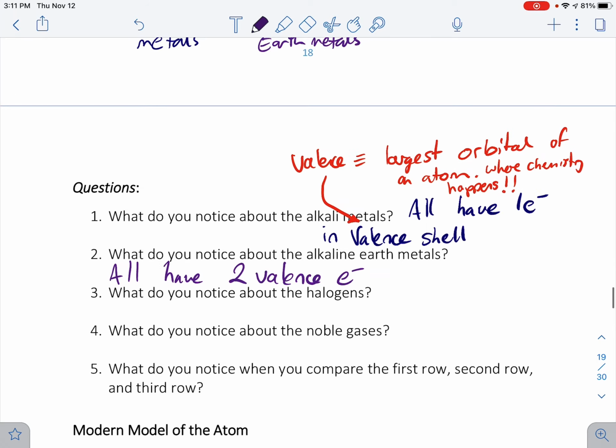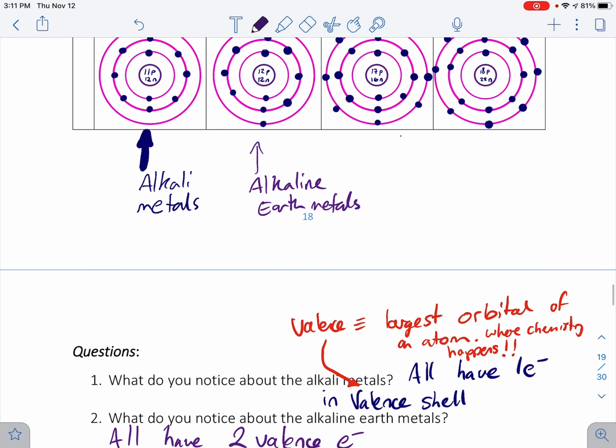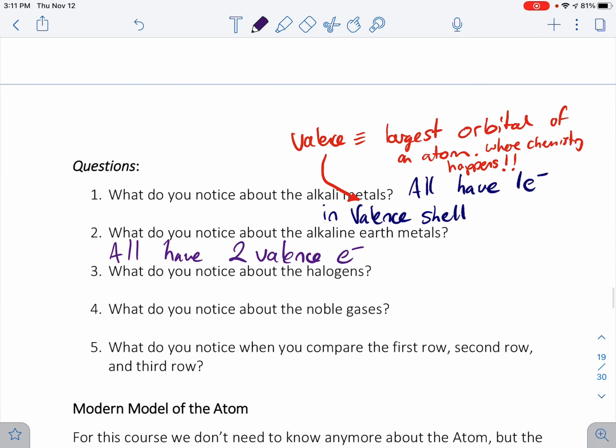The halogens is the second last group of the periodic table. This is this one, halogens. And the halogens are all missing 1 valence electron. Missing. So their valence shell is empty by 1. The noble gases all have a full shell. All have a full valence shell.